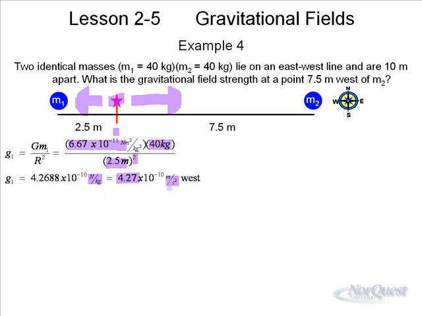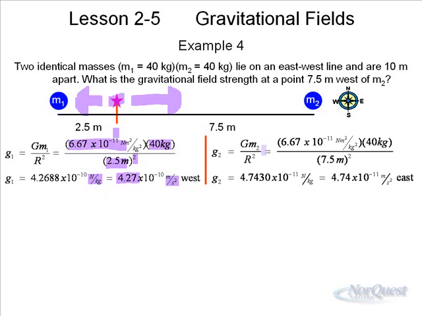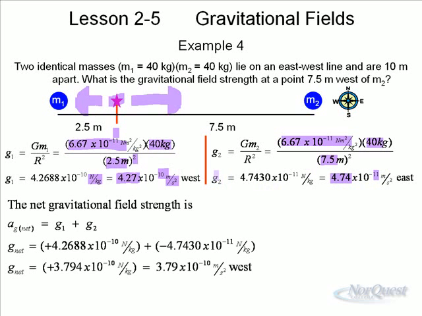They are identical. And then, of course, g2 is going to be the same, only we use the same value for G. m2 is 40 kilograms, but r is much bigger. Because we're further away, we get a smaller gravitational field, and it's only 4.74 times 10 to the minus 11. Here it's 10 to the minus 10, which is quite a bit bigger. So one is about 10 times larger than the other. Then we add them together, and of course you add them together as vectors.